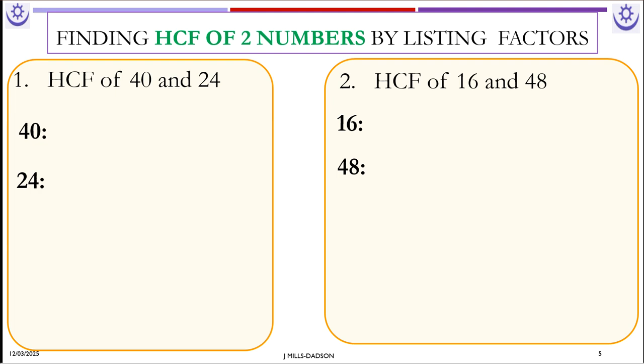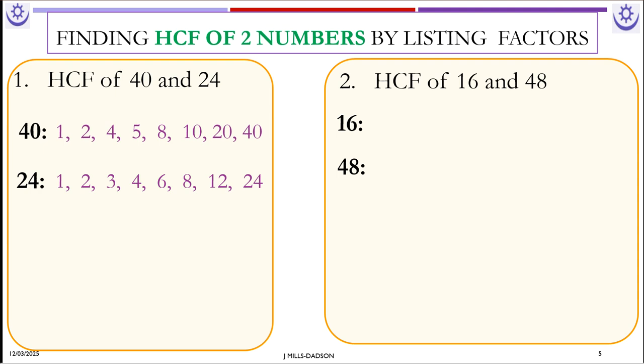So once you've done your listing of factors, the factors for 40 in ascending order will be 1, 2, 4, 5, 8, 10, 20 and 40. You do the same for 24. Listing your answers in ascending order will be 1, 2, 3, 4, 6, 8, 12 and 24.